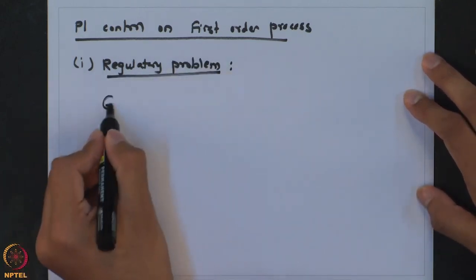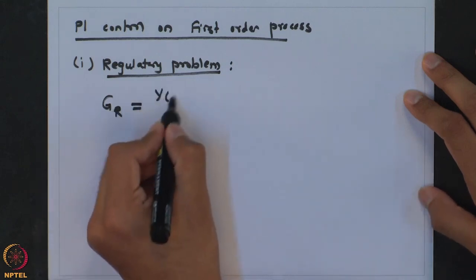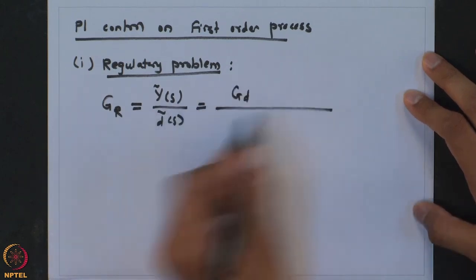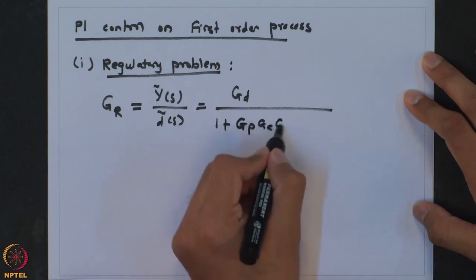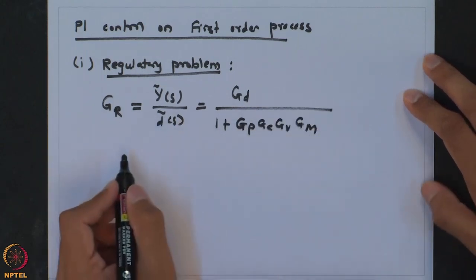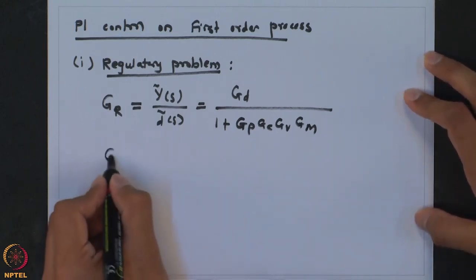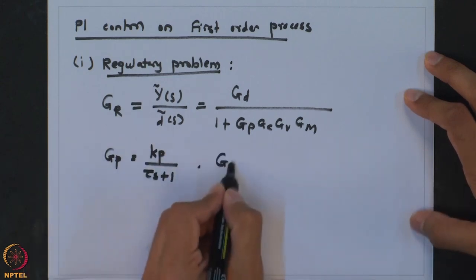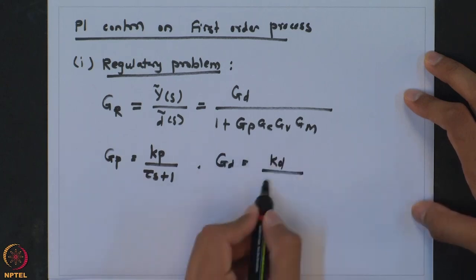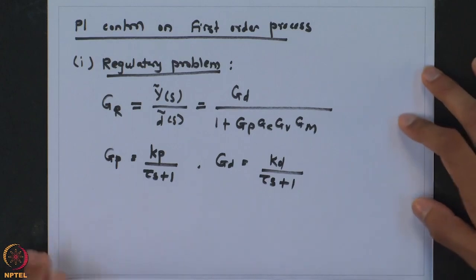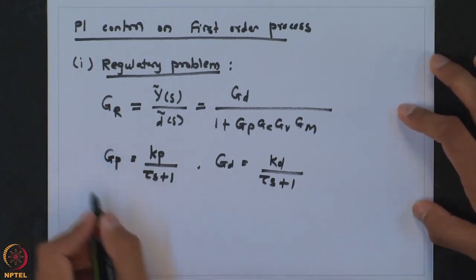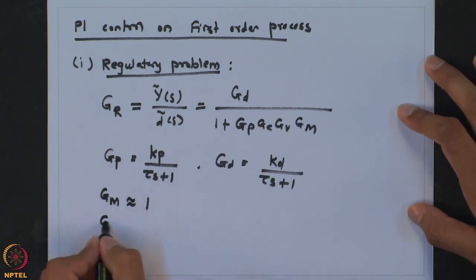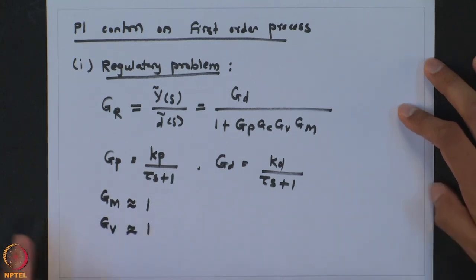So we had seen that the regulatory transfer function between the output and the disturbance is equal to GD over 1 plus GP, GC, GV and GM. In this case, we are looking at a first order process. So let us say GP is equal to KP over tau S plus 1. And for simplicity, we will also assume that GD also has the same time constant. It is not necessary to have these two time constants be the same, but it just simplifies the algebra. We will also assume that the measurement is instantaneous and the valve transfer function is also equal to 1.